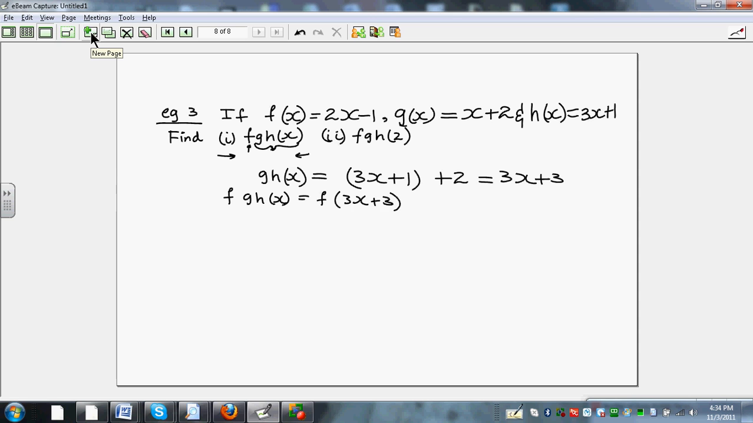And what that means is, in f of x, wherever we see x, we will remove that and we replace it with 3x plus 3. So what that will come down to be will be 2, and instead of x we will write 3x plus 3, and then we'll do the minus 1.